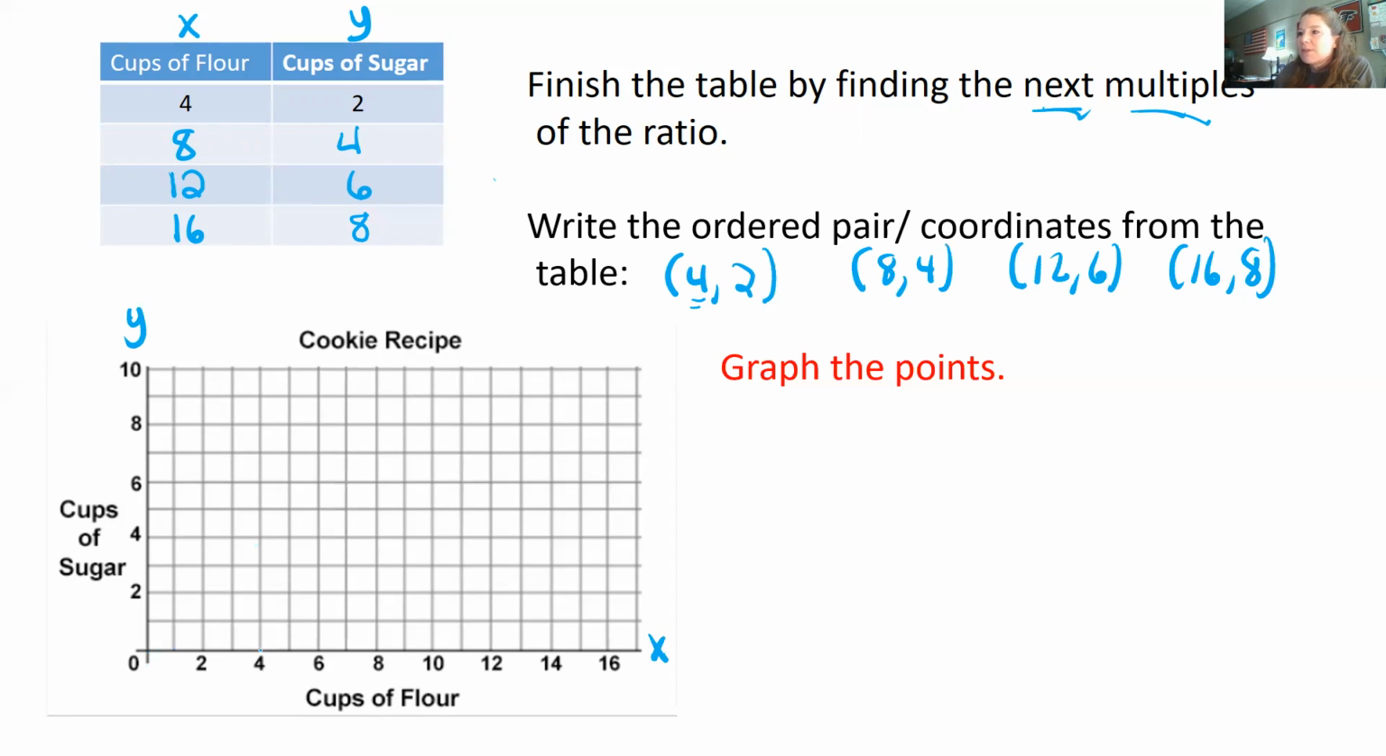This represents 4 cups of flour and 2 cups of sugar. All right, then 8, we're going to go right 8 up 4 right here. That's for every 8 cups of flour, we need 4 cups of sugar. And then for every 12 cups of flour, we need 6 cups of sugar. And then 16 and 8. So we've just graphed all those points, and we could connect those dots if we want to, and it would be a straight line.